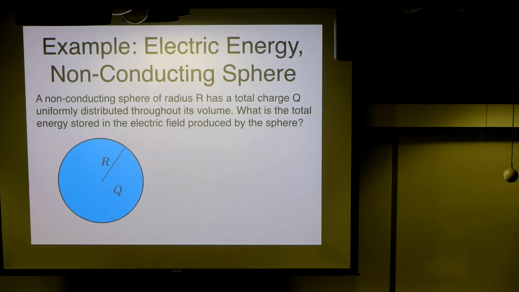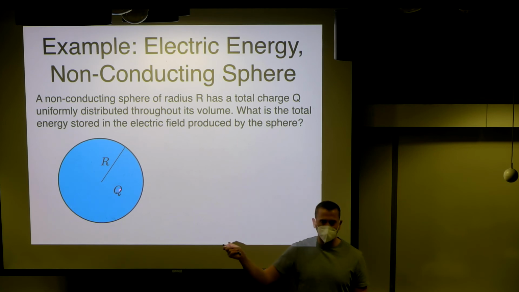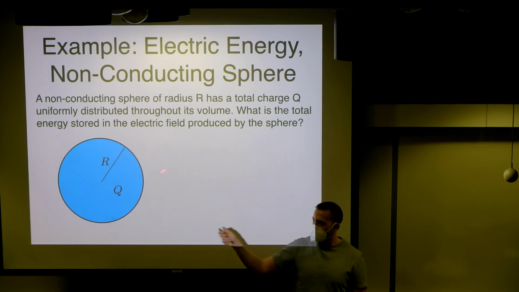All right, here we have a non-conducting sphere, radius big R, total charge Q, and it's uniformly distributed over the volume. This should look familiar, we've seen this before. But the question here is, what is the total energy stored in the electric field? So let me give you the sense of how this is going to work. Remember, the E field has a different expression depending on whether we're inside or outside of the sphere, right? Remember that from Gauss's law?